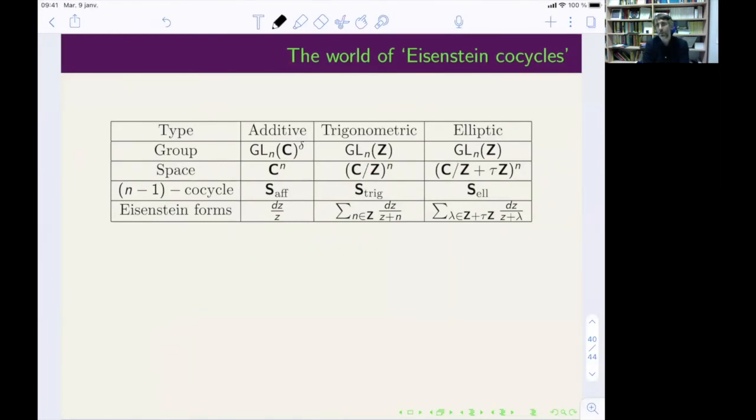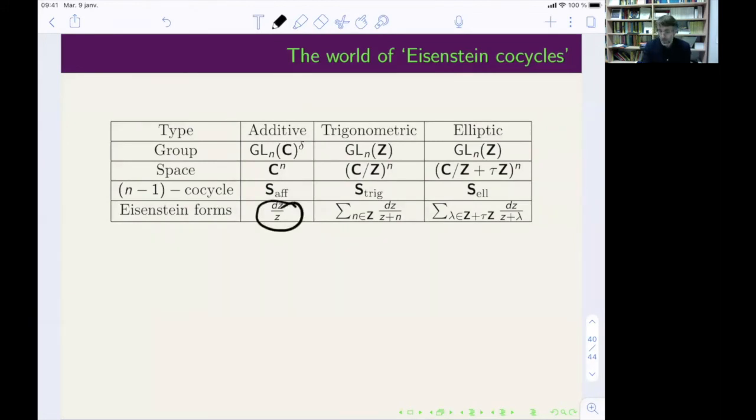So the additive cocycles come from the action of GL_n C. I put a small delta here to show that there is no topology on the GL_n C, just the discrete group GL_n C. You make it act on C^n, and you end up with some affine cocycle of the group GL_n C with values in meromorphic forms on C^n. And the prototype of this meromorphic form, the role of cotangent is replaced by dz mod z.